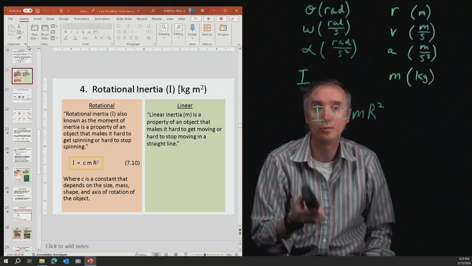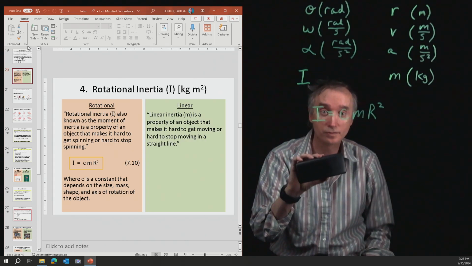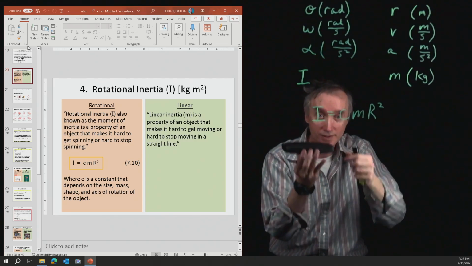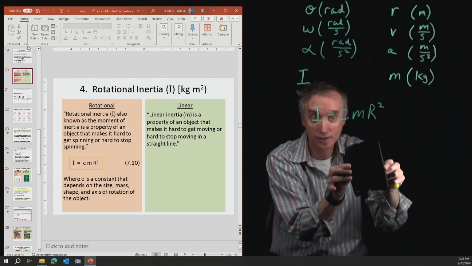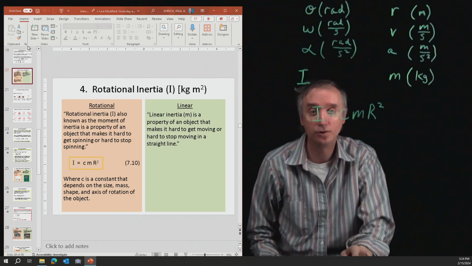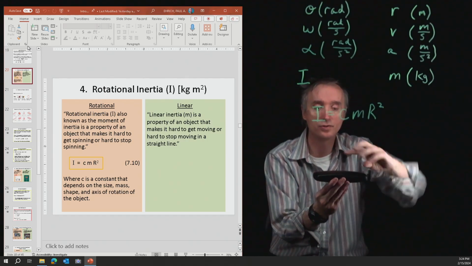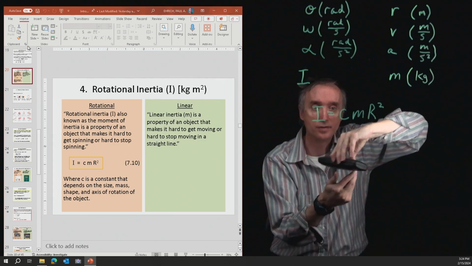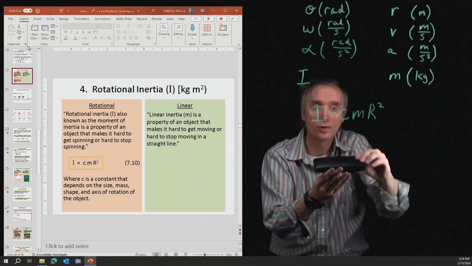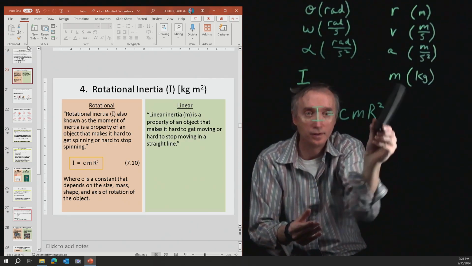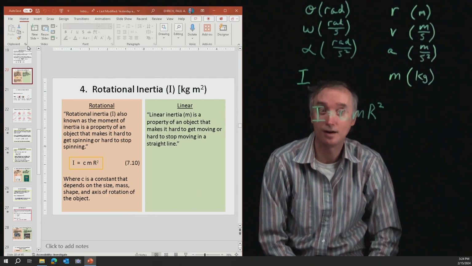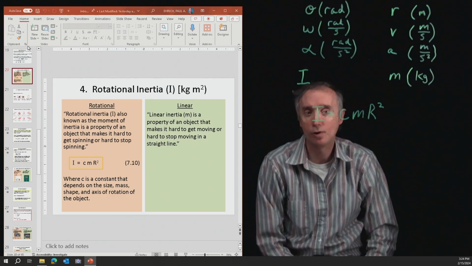It's also going to depend on where the mass is. So is the mass uniformly distributed inside of this, or is it hollow? And then it also is going to depend on how you rotate it. So are you going to rotate it like this, or are you going to rotate it like this, or maybe you're going to rotate it like that? So as you can see, rotational inertia is complicated. So what do I want you to know?